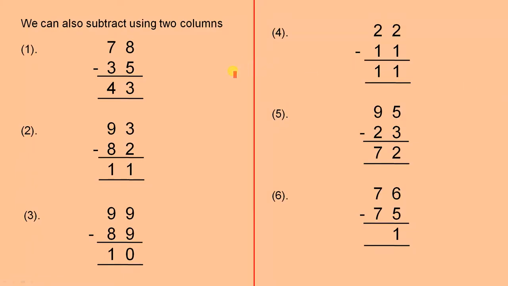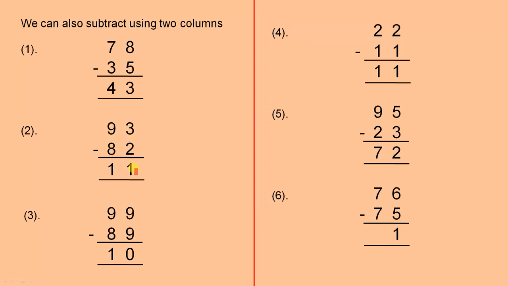We can also subtract using two columns. This column here is the ones column, and this column here is the tens column. And the principles are exactly the same. The numbers are lined up perfectly in each column. 8 take away 5 is 3, 7 take away 3 is 4. 3 take away 2 is 1, 9 take away 8 is 1.